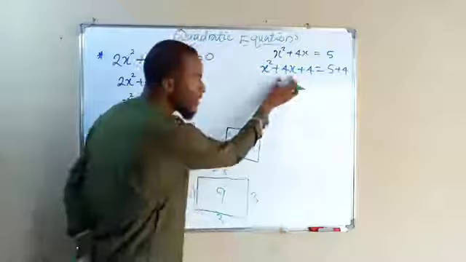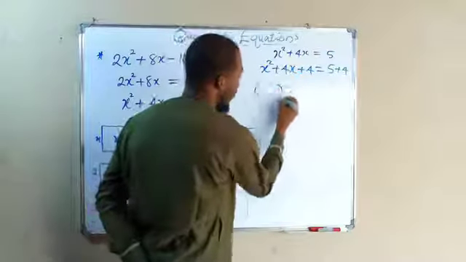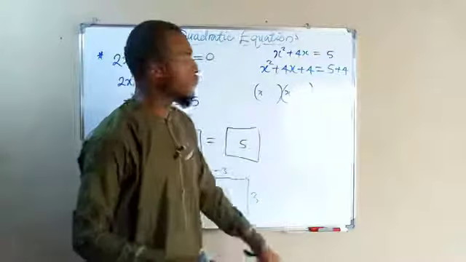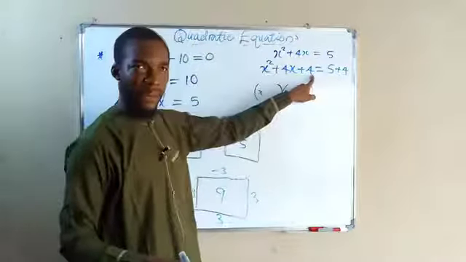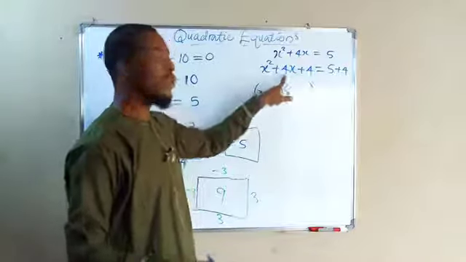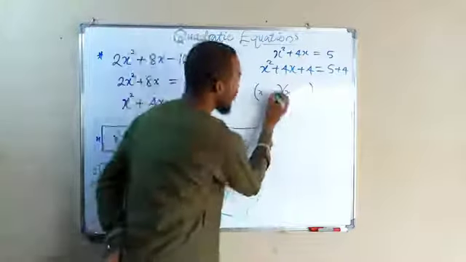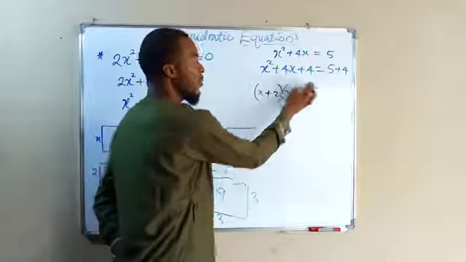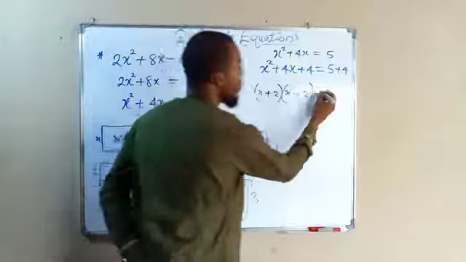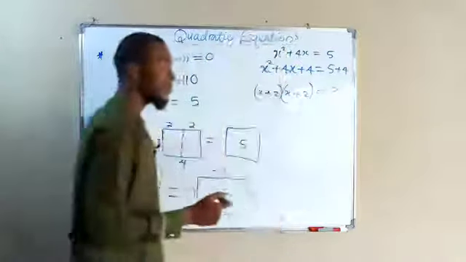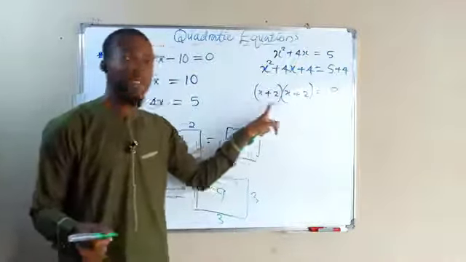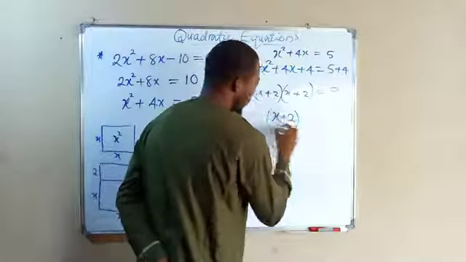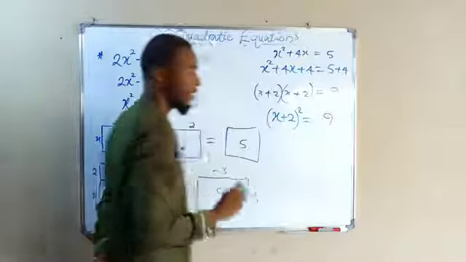So let us factorize this one. We have our brackets, we have our x's. Think of two numbers which when you multiply them together, you get 4, and when added together equal 4. The numbers must be positive 2 and positive 2, because 2 times 2 is 4 and 2 plus 2 is 4. And on the other side we have 9. If you look at these factors, they are the same. So we can say x plus 2 squared equals 9.